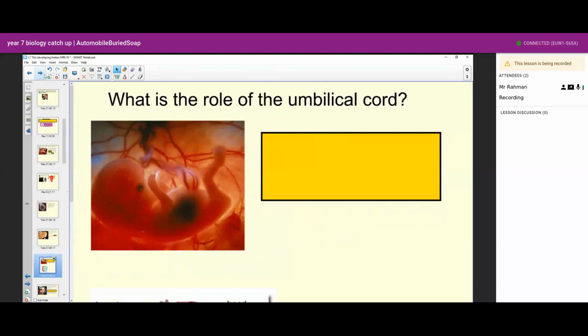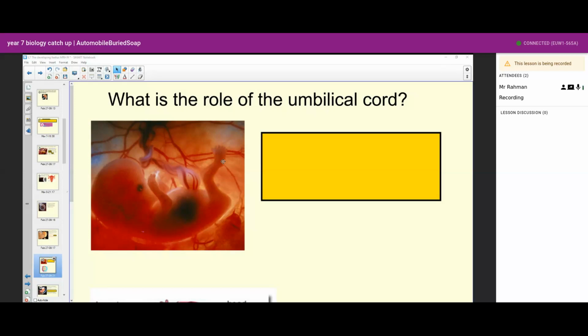So all of you, when you were born from your mother, you were born with an umbilical cord, which your doctor then snipped off and detached from you. But why do you think you might need an umbilical cord? Why might you need an umbilical cord?